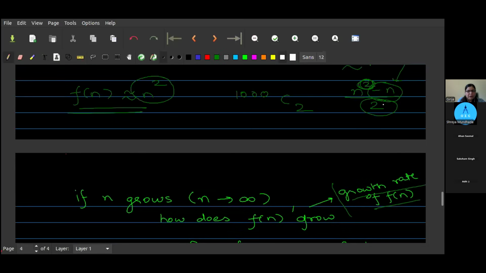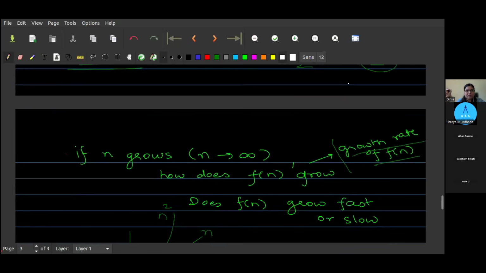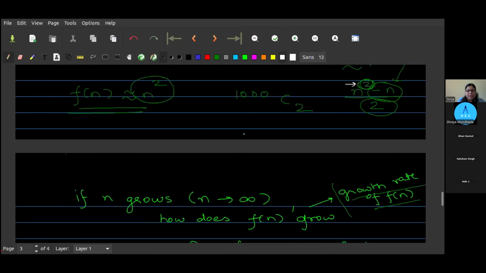You can have a complicated looking function here, but what matters is the largest growing term in that function. If it's a polynomial, then the highest degree term in that function. It could be something like 3n to the power 4 minus 5n cube and so on. So what matters is this, which is the highest growing among all of them. And also this 3 doesn't make any difference because it will only scale it up or down, but the growth rate will not change.